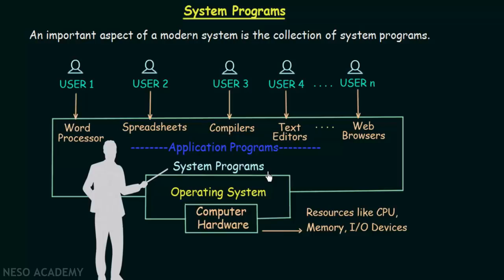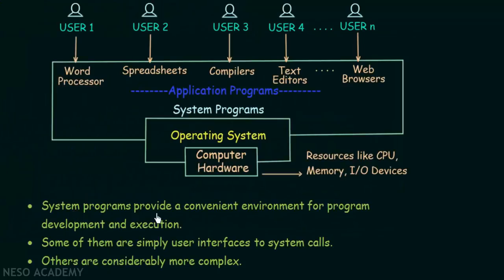So we see that system programs are just above the operating system. Now we will see what these system programs are and what they are used for, and we will also see some examples of system programs, and study how we can categorize them into different categories based on the kind of task that they perform. System programs provide a convenient environment for program development and execution. So they provide you with a particular environment which is convenient for program development and execution.